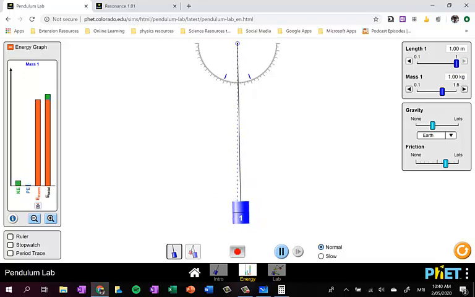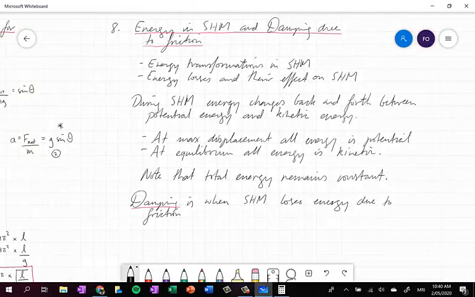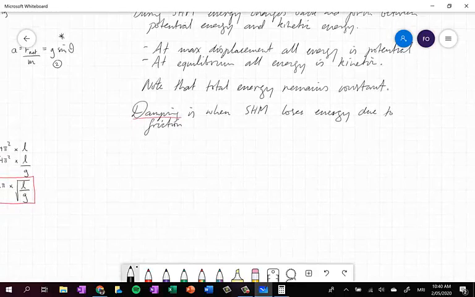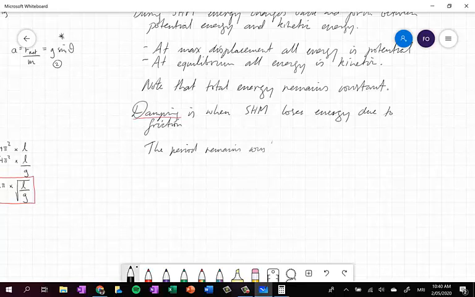Okay, so that's damping, and we're just going to have a look and see what that looks like on a graph. So we can say that during damping, the period remains constant, but the amplitude decreases as the system loses energy.